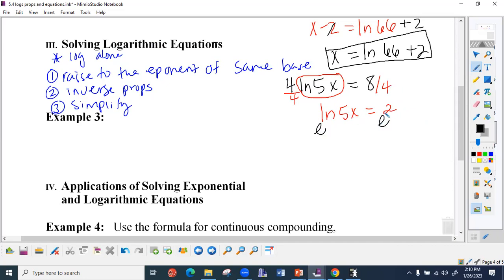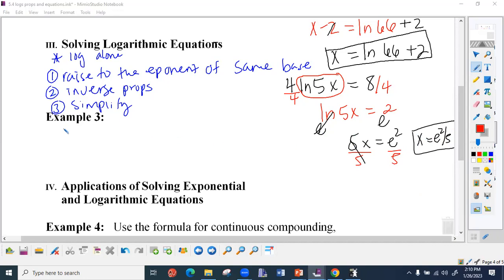Well, inverse property tells me that e raised to the natural log cancels out. So I'm left with 5x equals e squared. x is not quite by itself, so the last thing I have to do is divide by 5. So when it's all said and done, I'm left with x equals e squared divided by 5. Okay? All right. Let's do a log.